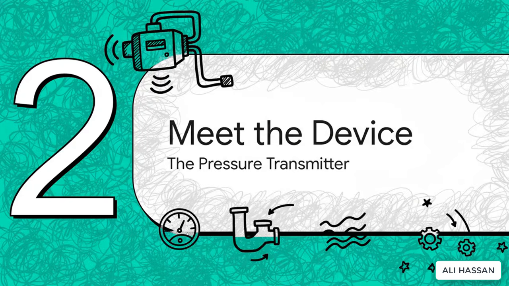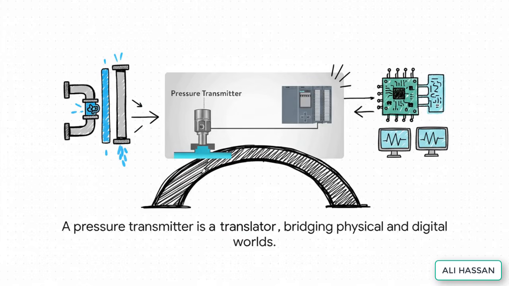Okay, so now we know why we need to measure it. Let's meet the little device that actually gets the job done. At its absolute heart, a pressure transmitter is a translator. That's the best way to think about it. It takes a physical thing, pressure, and it translates it into a language that computers and control systems can actually understand. And that language is an electrical signal. It's the perfect bridge between the physical world and the digital one.